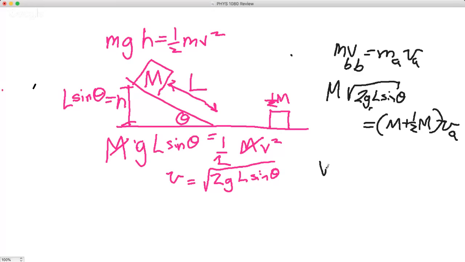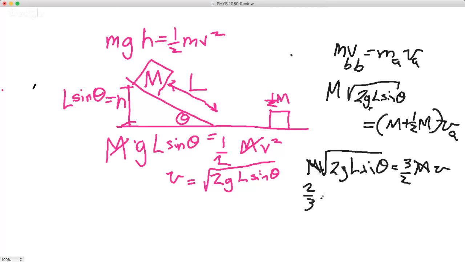So then you end up with root of 2gL sine theta is equal to 3/2 m times velocity. These m's cancel. And that just gives us 2/3 times the root of 2gL sine theta, and that's our new velocity. That's the V final. So the correct answer would be C on this multiple choice question.